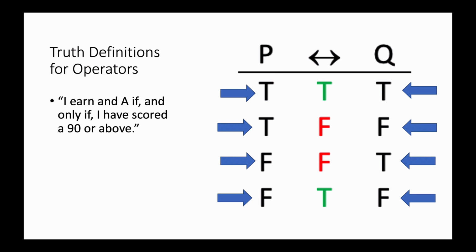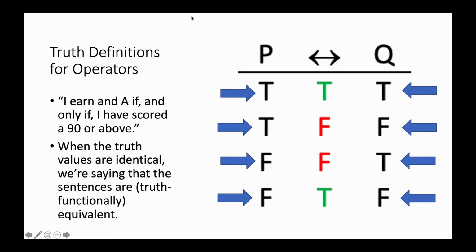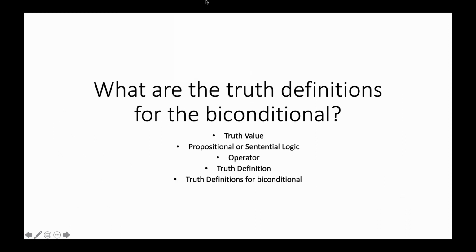On the other hand, when the values do not match up, that is, when one side of the biconditional is true and the other is false, or one side of the biconditional is false and the other is true, you end up with a value of false. Here's another way to think about it. When the truth values are identical, we're saying that the sentences, in this case P, Q, are truth functionally equivalent. I hope this video has helped you understand the answers to the question, what are the truth definitions for the biconditional?